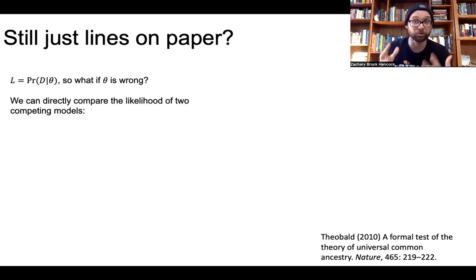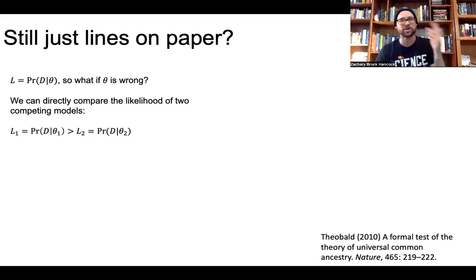Well, we can directly compare the likelihood of two competing models. This is what we do in statistics. This is literally just basic statistical model comparison. So let's say we have two models. We have theta 1 and theta 2. These are the two models.